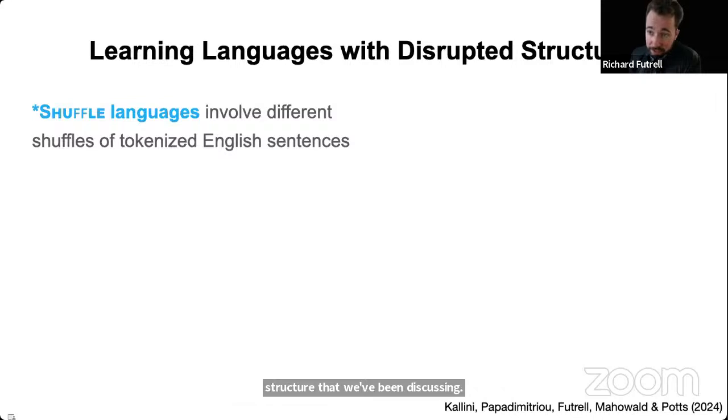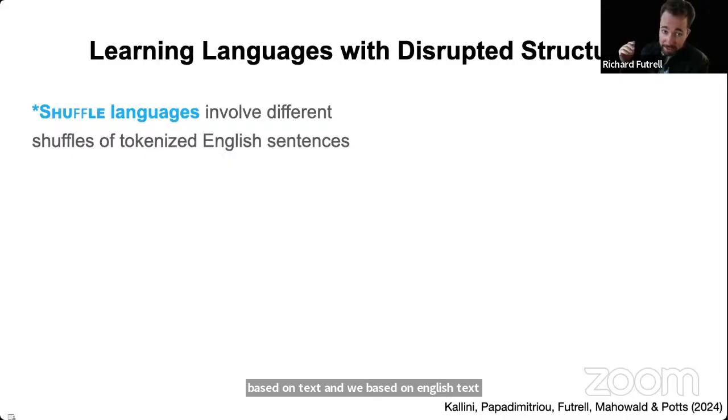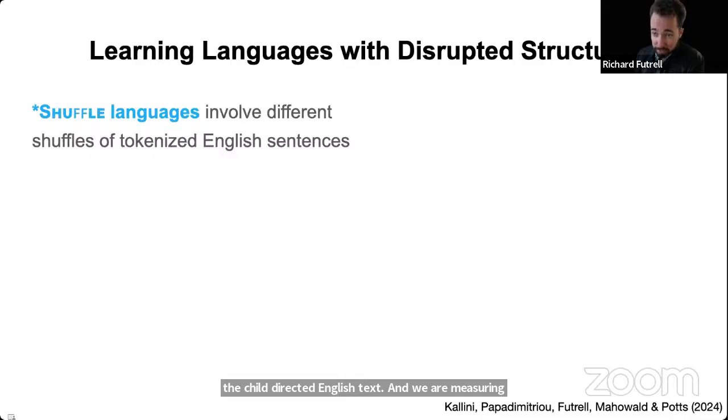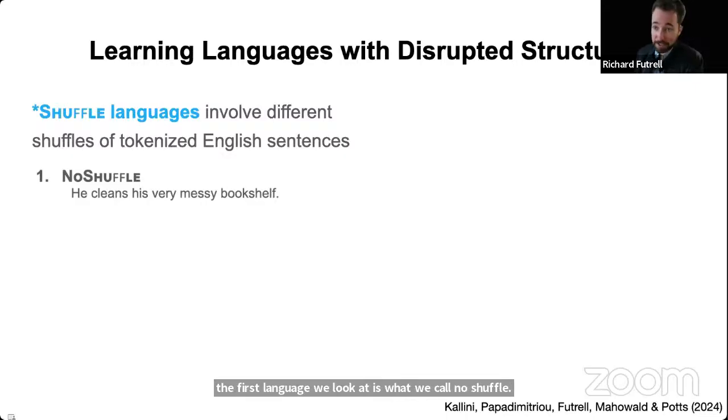So what we're going to do here in the study is train language models on English text, the child-directed English text. And we are measuring how well the language model is doing at predicting things, which is the usual measure of language model accuracy. So the first language we look at is what we call no shuffle. And then we're going to look at a bunch of shuffle languages. But the first language is no shuffle. This is just the actual English corpus text.